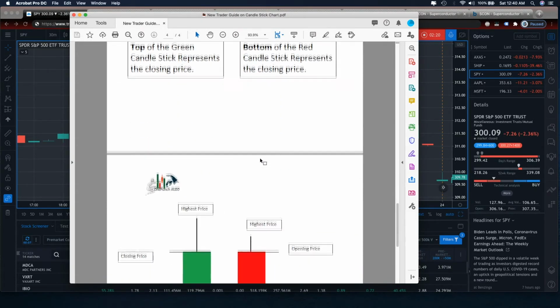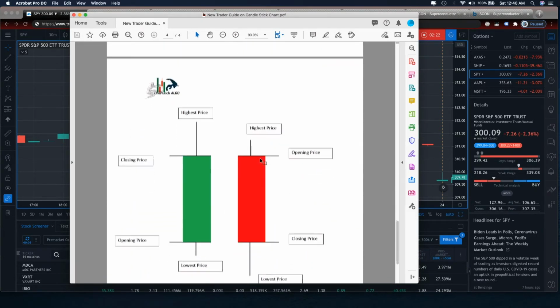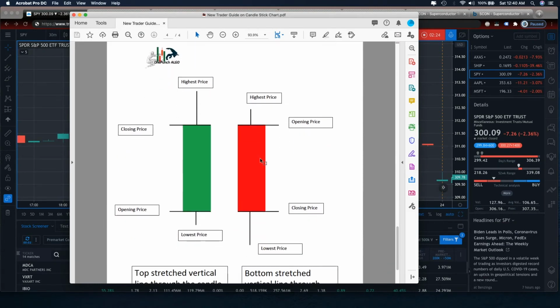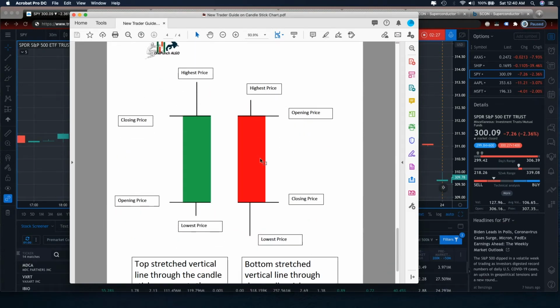Next, let's talk about the vertical lines that go through the candlestick. The top stretch of the vertical line through the candlestick represents the highest price during a specific time period. And the bottom stretch of the vertical line through the candlestick represents the lowest price during the specific time period.